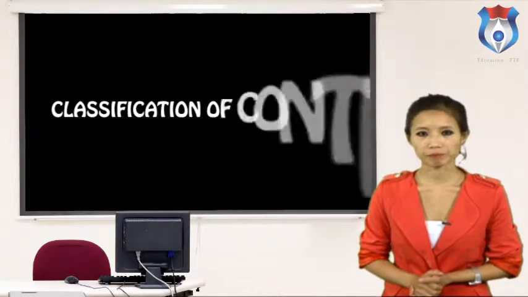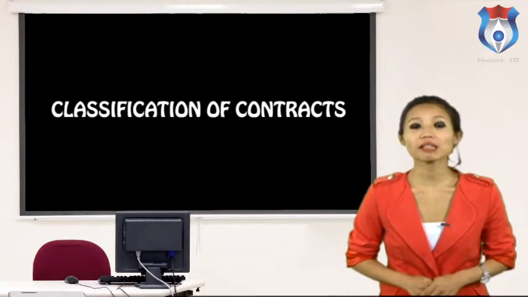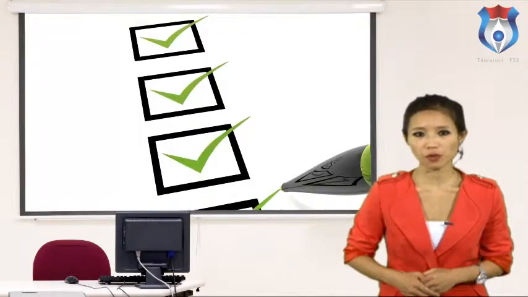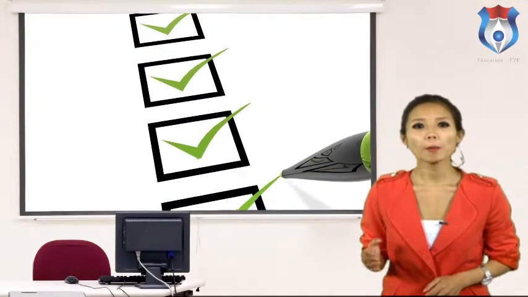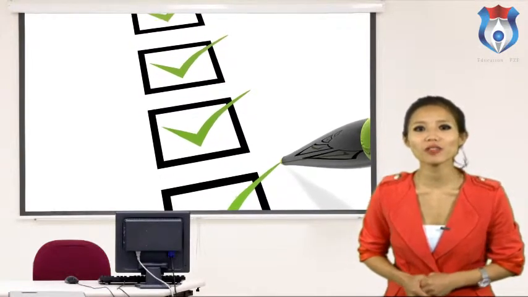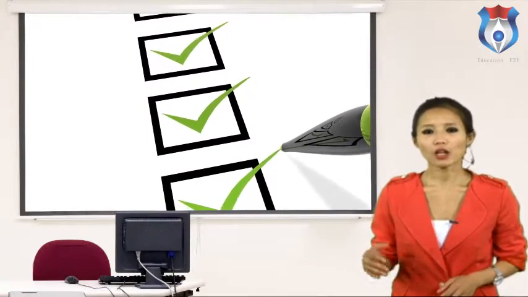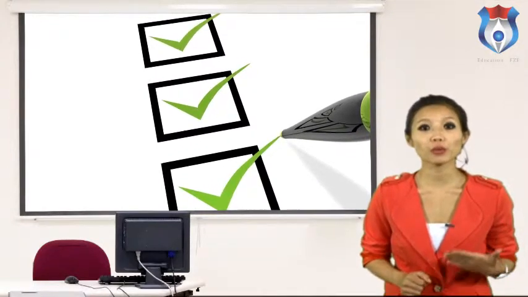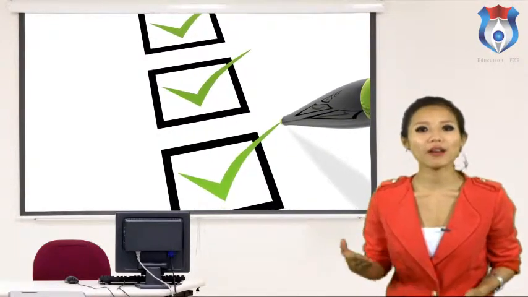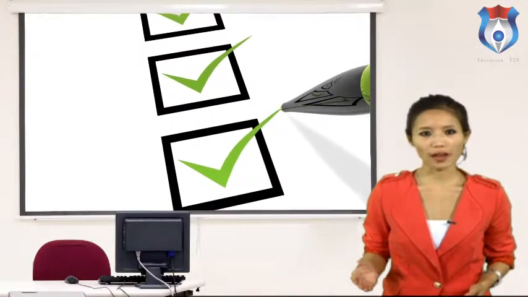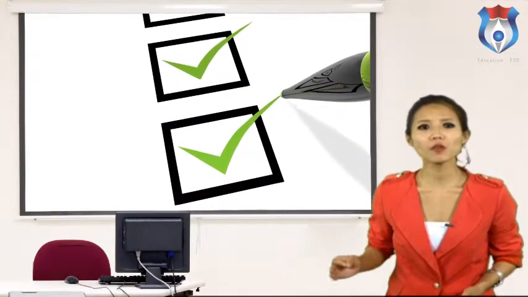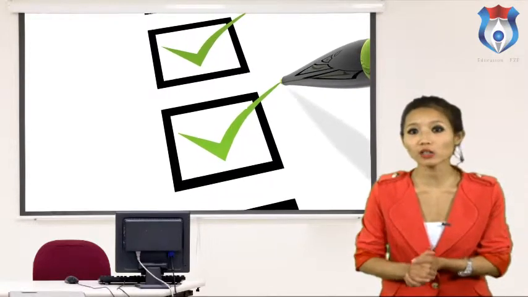Classification of contracts. Contracts may be classified in terms of their validity or enforceability, mode of formation, and performance. Classification according to validity or enforceability. Contracts may be classified according to their validity as valid, voidable, void contracts or agreements, illegal, and unenforceable. A contract to constitute a valid contract must have all the essential elements discussed earlier. If one or more of these elements is or are missing, the contract is voidable, void, illegal or unenforceable.